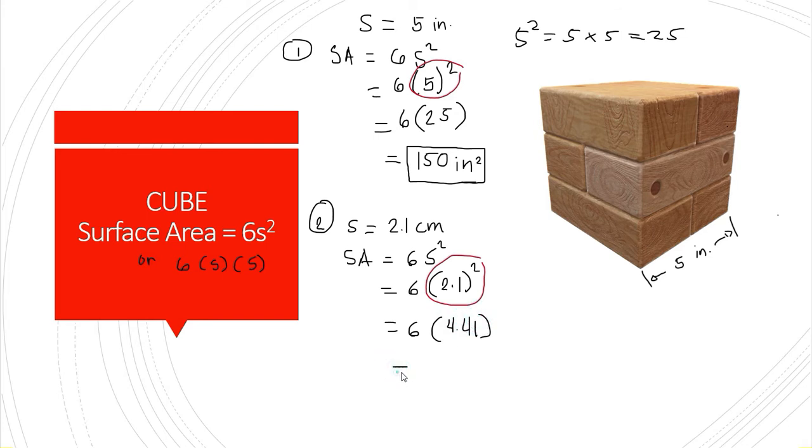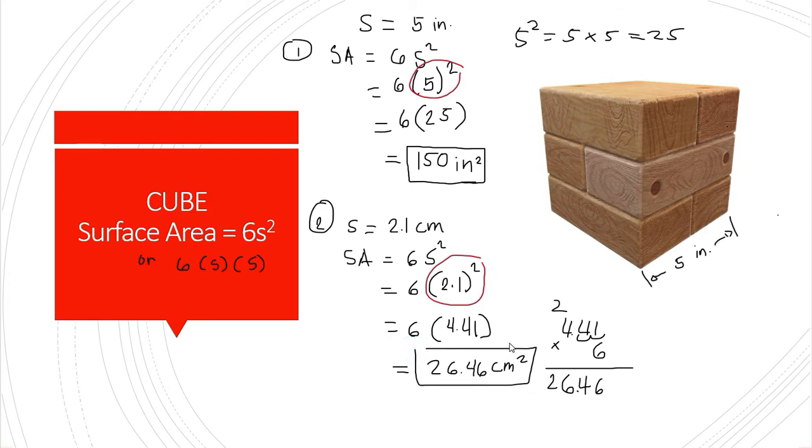4.41. And then multiply now 4.41 times 6. This is 6, 24, 24, 26. How many decimal places do we have? It's 1, 2. So 26.46. And then don't forget to write our unit, square centimeters. Make sure that you are always careful in writing the unit. It's important that the unit is not missed. Right, so that's our cube.